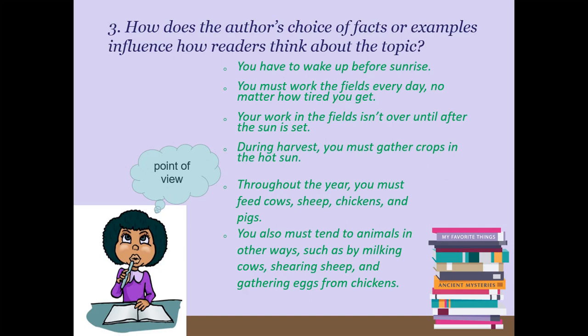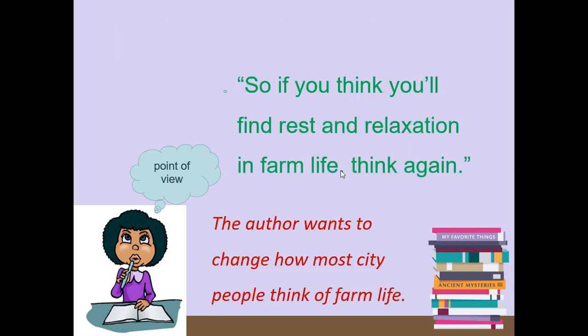In the second paragraph, the author shows how much hard work and perseverance farm life requires by providing numerous examples. You can see the examples here on your screen. These examples contradict the view that farm life is relaxing and show instead that farm life is actually very challenging. Reading this passage might convince city people to change their minds about what farm life is actually like.